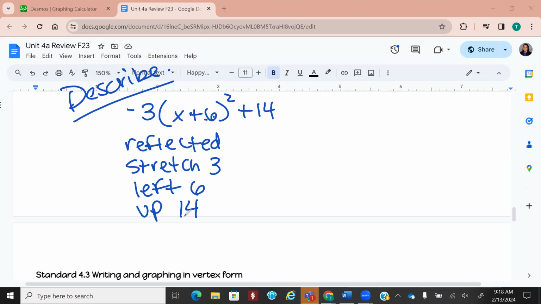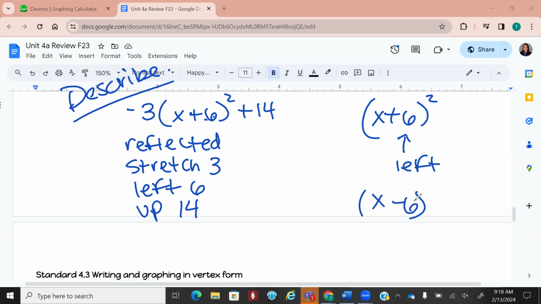No, you can list this out in whatever order. It just makes it easier if you have some type of pattern. You can work it backwards, forwards, whatever. Good? Okay, so x + 6 is going to be left. x - 6 would be right. It's like the opposite of what we think. That's the part that's tricky.